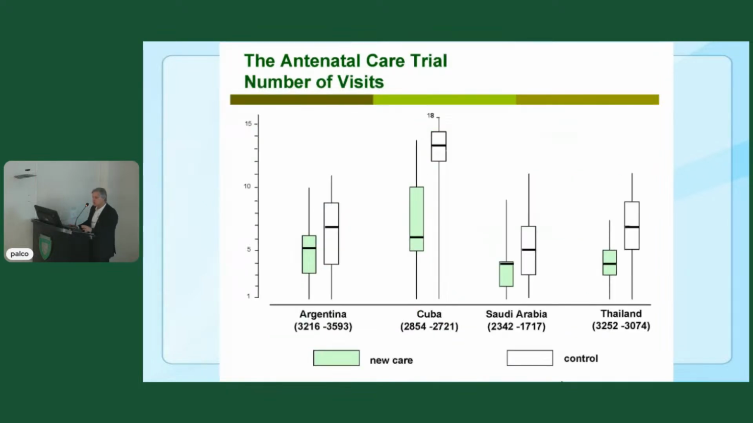So here are your results. You have clinics in Argentina, Cuba, Saudi Arabia, and Thailand. The new care values are here in green and the control in white. This is the antenatal care trial, number of visits. This is how many visits the patients had on average to the clinic. You know that the new ANC model is going to involve more intensive collaboration with patients, trying to get them to come more often to the clinic, right?